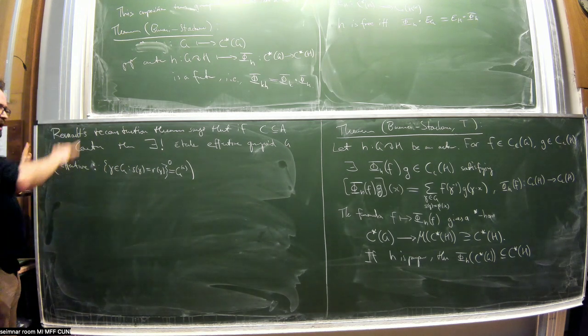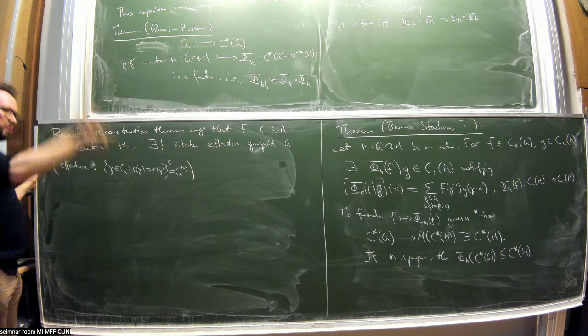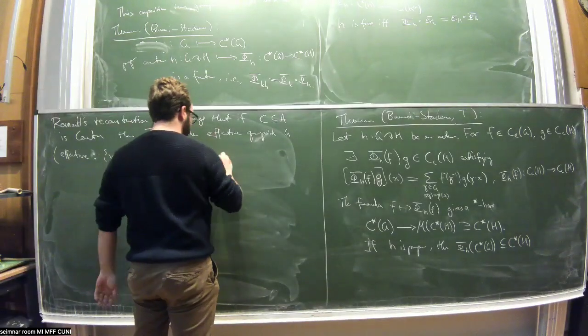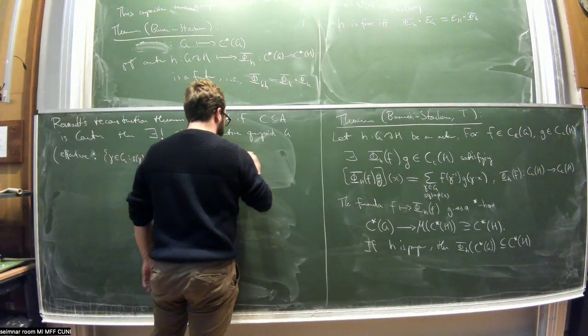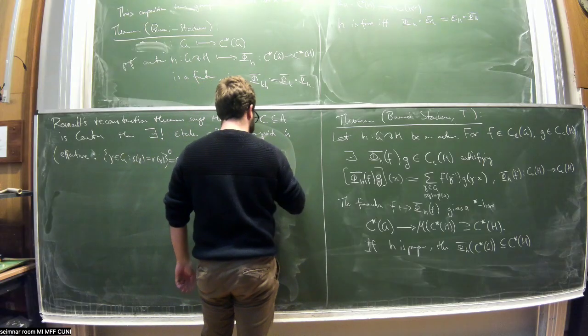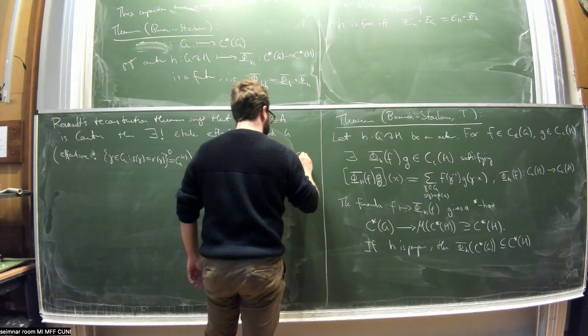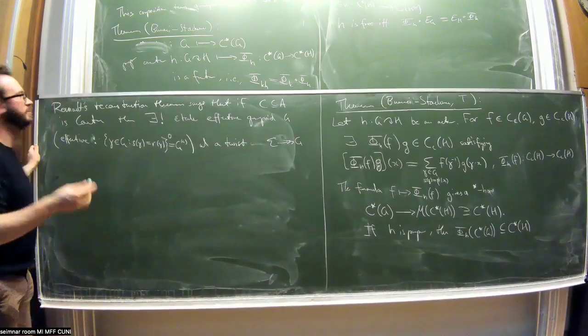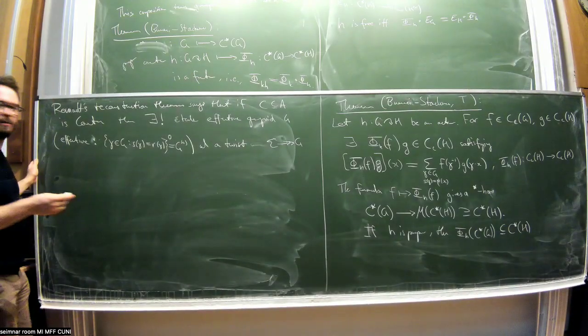So the reconstruction theorem says that if you have an effective étale groupoid G and a twist over G, which I'm not going to define because I think I have like 10 minutes left.